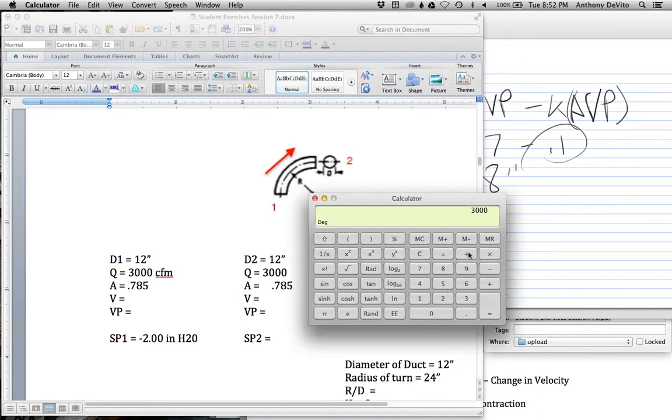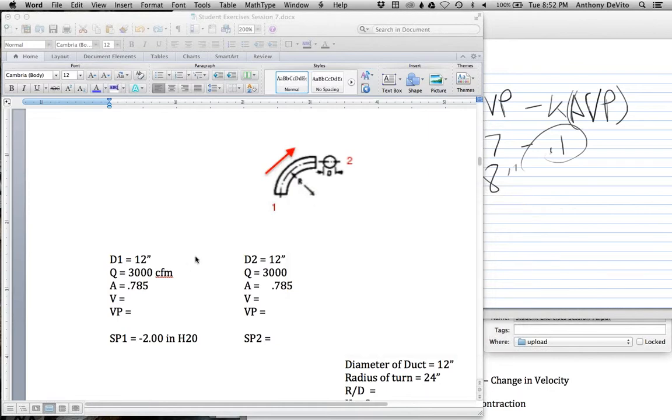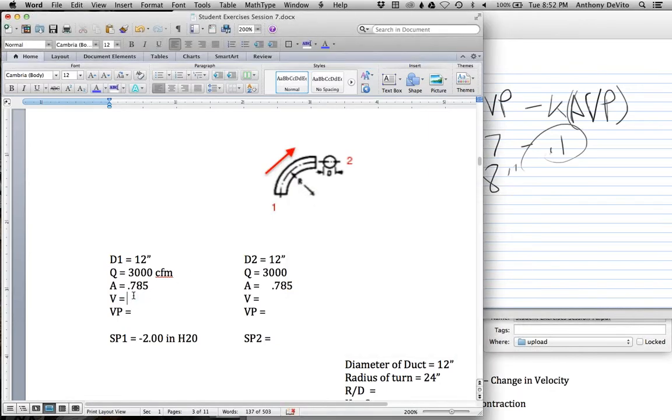Divided by 0.785 is equal to 3,822 feet per minute. Okay, and the velocity coming out of that turn, out of that elbow, is going to be the same thing.